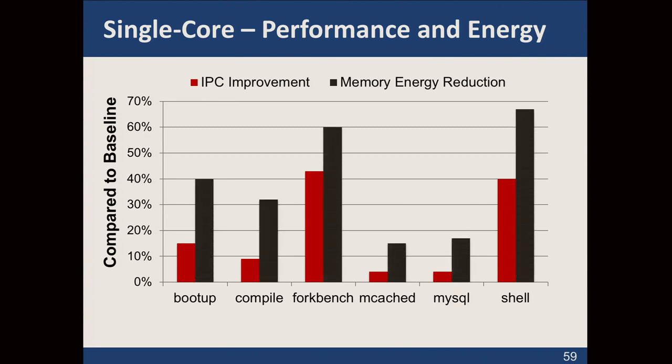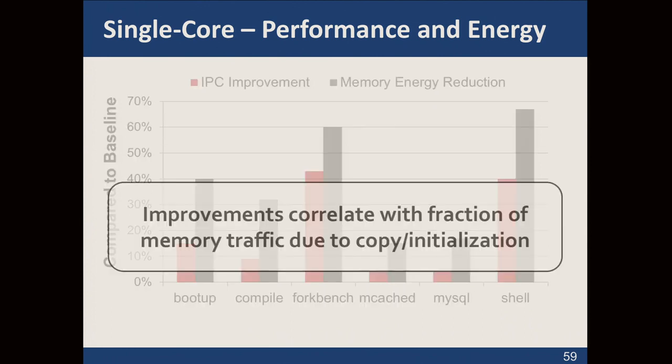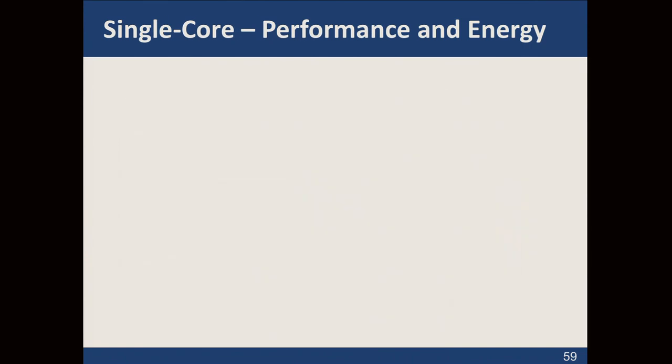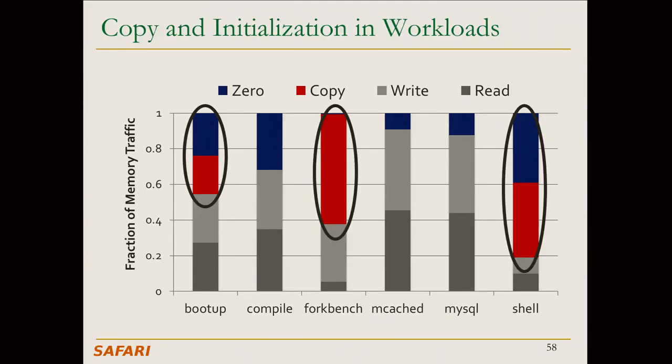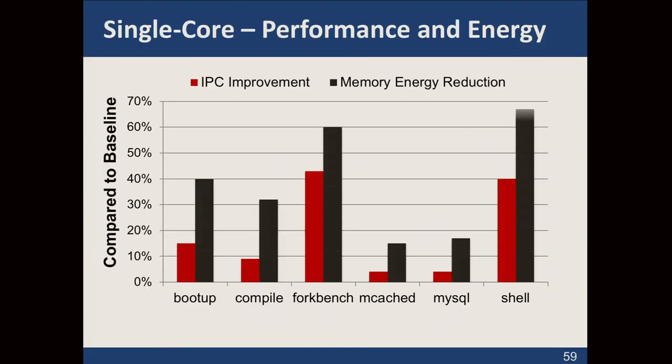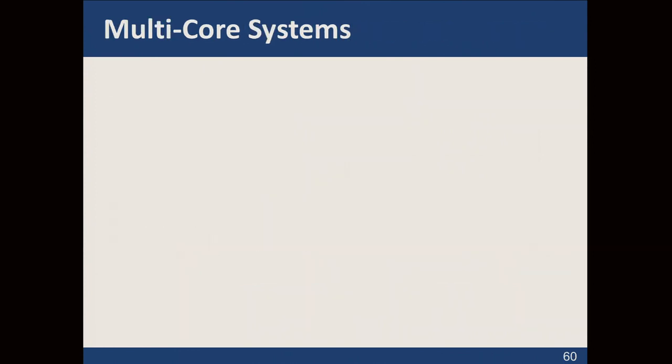Memory energy reduction is significant in almost all of them. It's more than 10% in all of them. And improvements correlate with the fraction of memory traffic that is caused by copy and initialization. So if you overlay the previous slide over here with this one, you will see that there's a strong correlation between the bars over here and the reds and blues in the previous one.